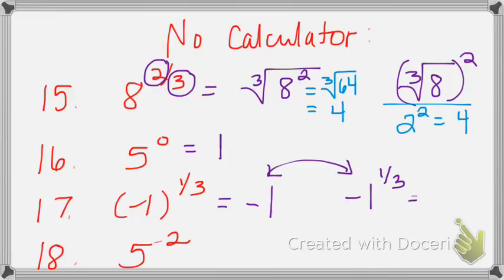They are the same answer here because we have an odd power, but on the way that 17 is written, the negative 1 is raised to the 1/3. On the way it's written here, only the 1 is raised to the 1/3, and then you put a negative on it. So just be careful about that. And then number 18, 5 to the negative 2. You want to bring that to the bottom, and then you get 1 over 25.